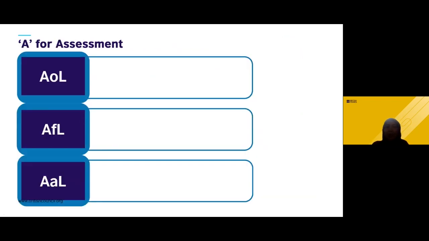I have a little quiz for you now. A for assessment. So all of these acronyms start with A, and start with assessment. But I want you to guess what AOL, AFL, AAL stand for. Please respond through the Q&A box. These are three approaches of assessment, or three types of assessment.